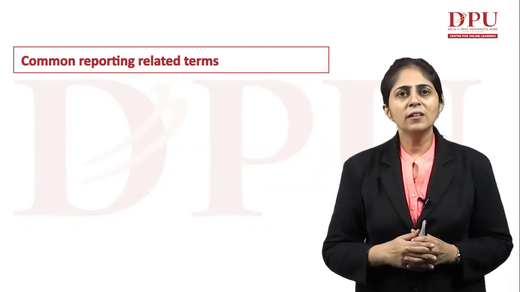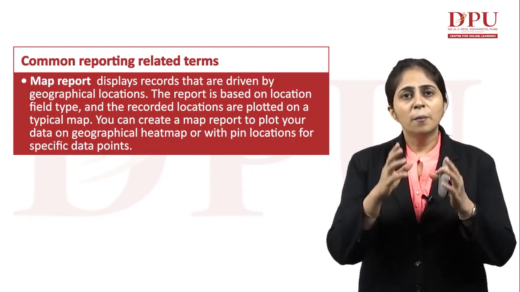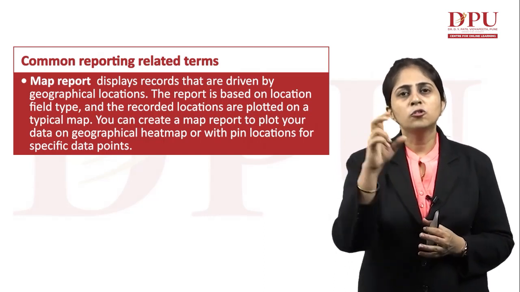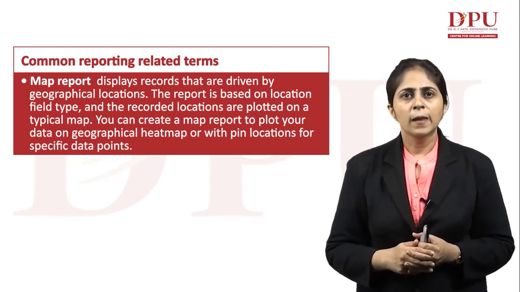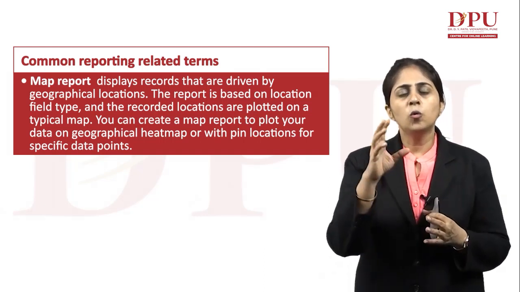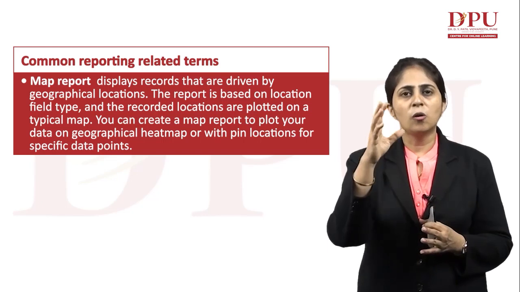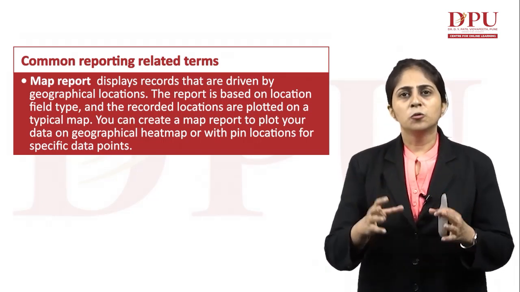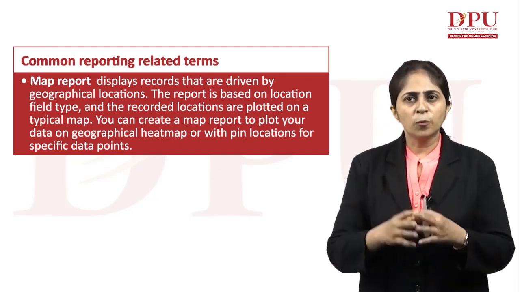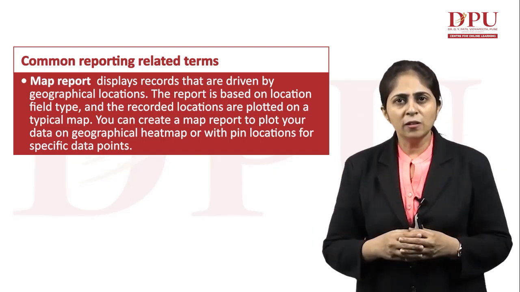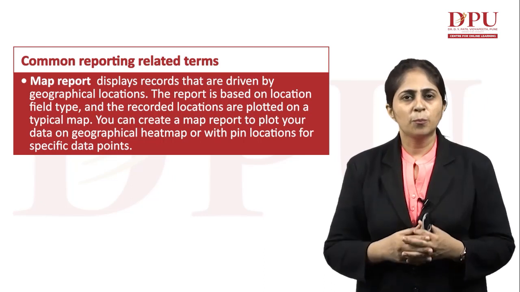Then we have the next one, known as a map report. A map report displays the records that are driven by geographical locations. The report is based on the location field type, and the recorded locations are plotted on a typical map. You can create a map report to plot your data on a geographical heat map or with a pin location for specific data points.